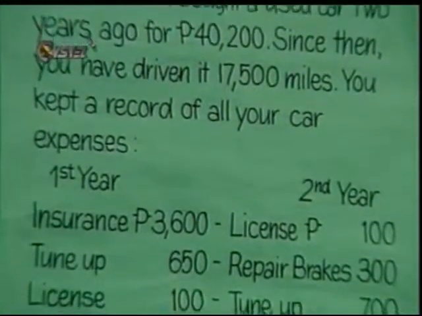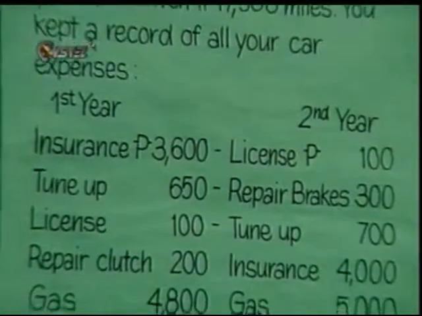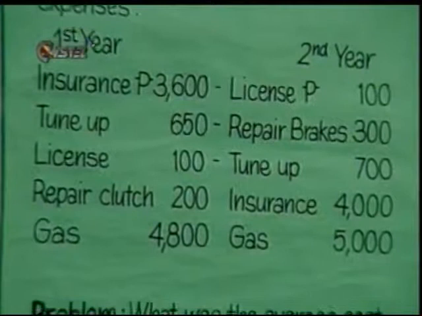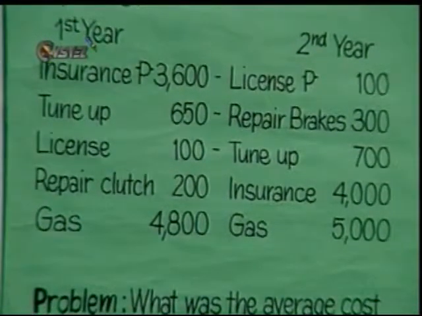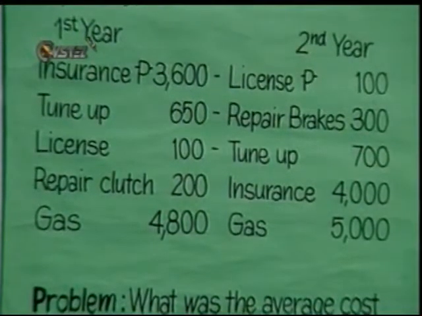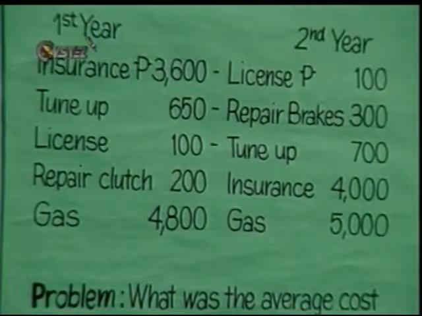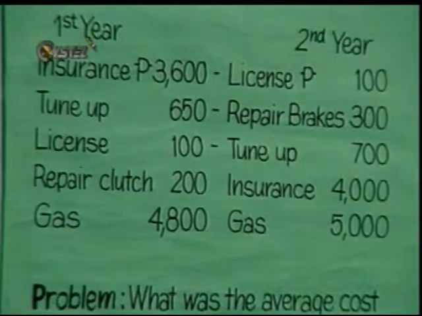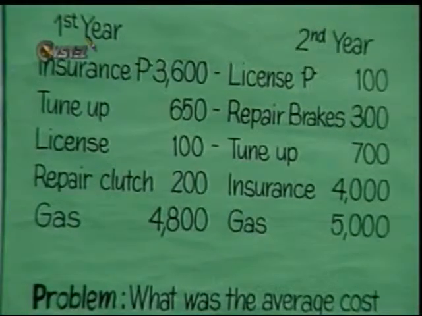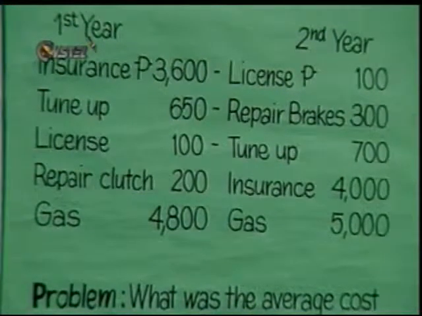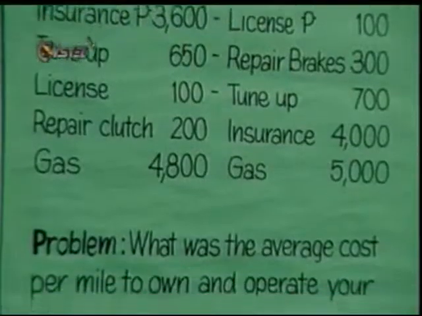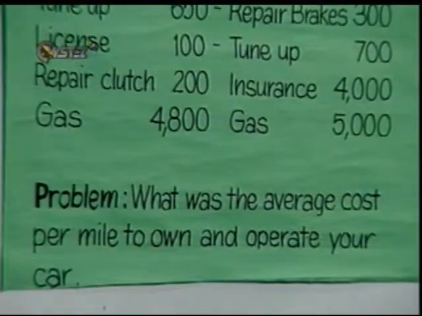During the first year, insurance, 3,600, tune-up, 650, license, 100, repair clutch, 200, gas, 4,800. During the second year, the license cost 100 pesos, the repair brakes, 300, tune-up was 700, insurance was 4,000, and the gas was 5,000. Now, what is the problem? Miguel? The problem is, what was the average cost per mile to own and operate your car?